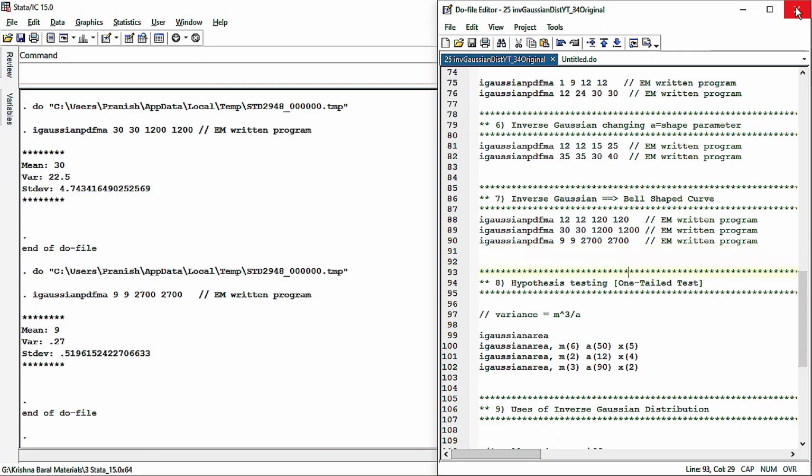Now let us see the area graph, the inverse Gaussian area graph. This is again the user written program. Econometrics Melody has written it, and this is useful for hypothesis testing.